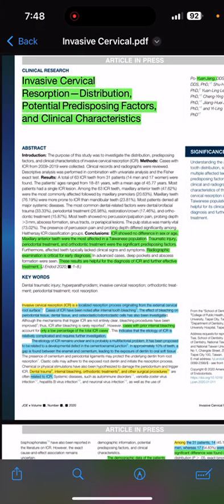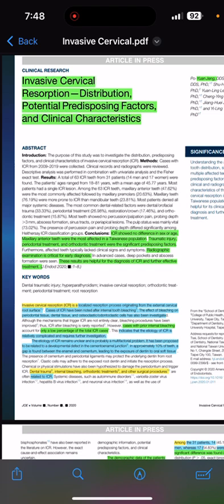Bismillah ar-Rahman ar-Rahim. Invasive cervical resorption: distribution, potential predisposing factors, and clinical features. This paper was published in JOE in 2020. It is a retrospective study. The main author is Yuan et al.